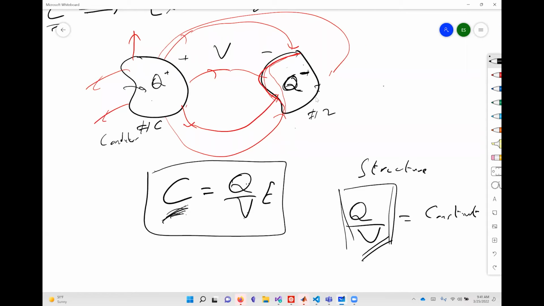Of course, this is in units of farad. And the information it tells you is capacity, right? Per unit volts, how much charge can you get on those structures? If you get a lot of charge for the same amount of voltage, then you have bigger capacitance. If you get less charge for the same amount of voltage, then you have a smaller capacitance.